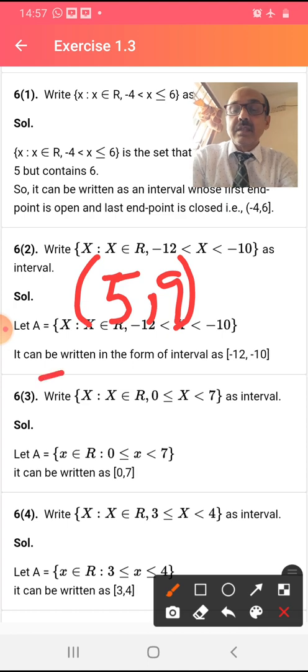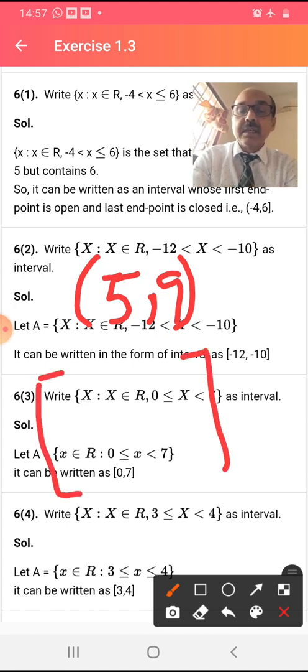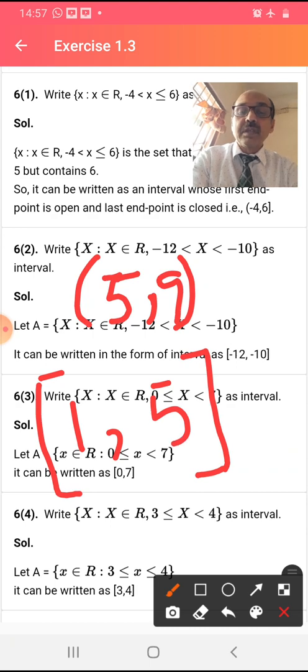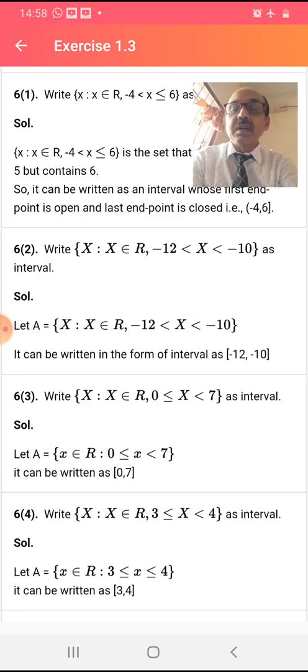And within this bracket is called a closed interval. Suppose 1, 5. That means including 1 and 5. So these are closed, including 1 and 5. So the numbers are 1, 2, 3, 4, 5. So an open interval excludes the boundary points and a closed interval includes the boundary points. And more types are there.